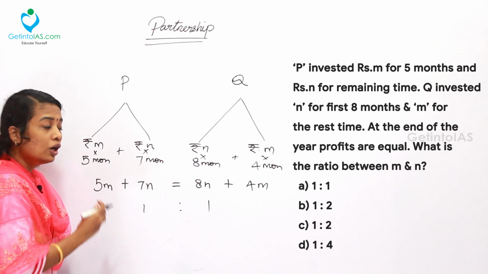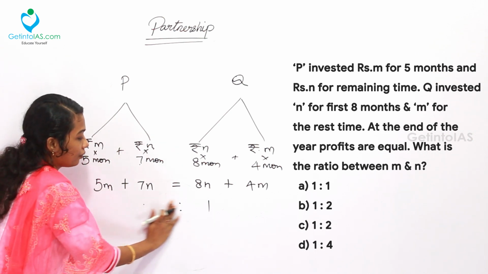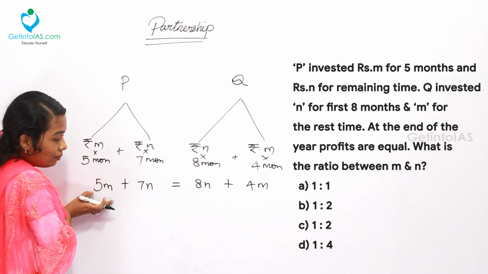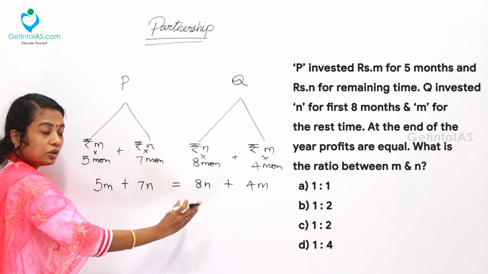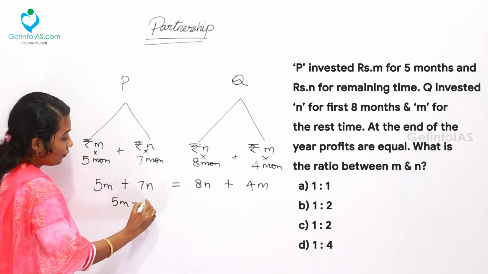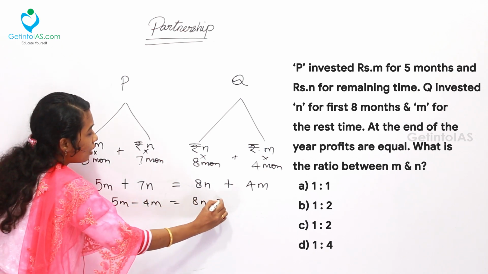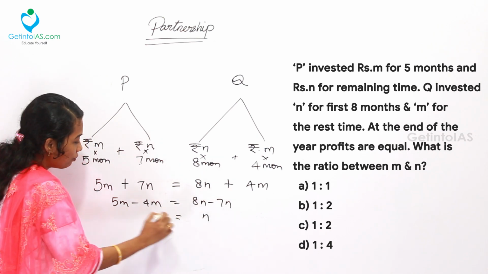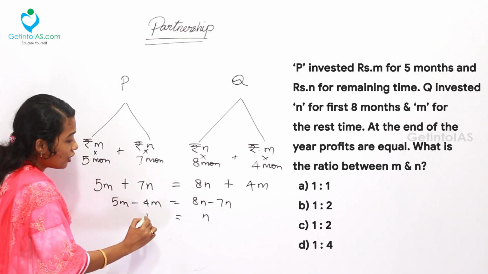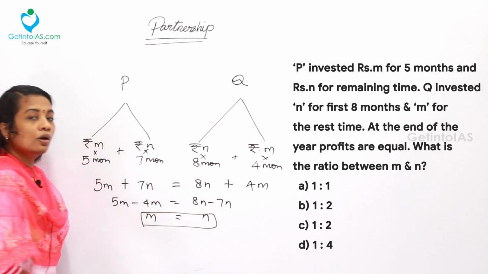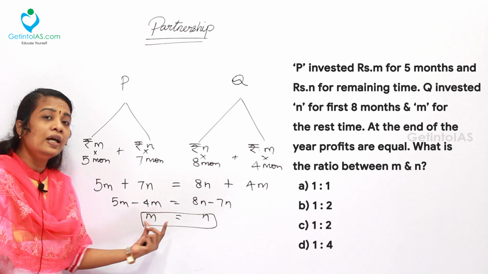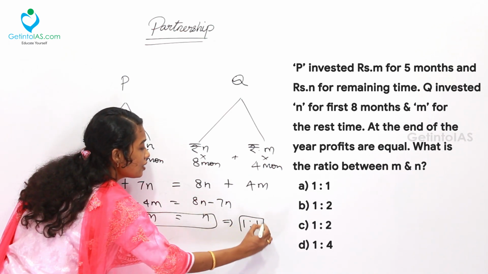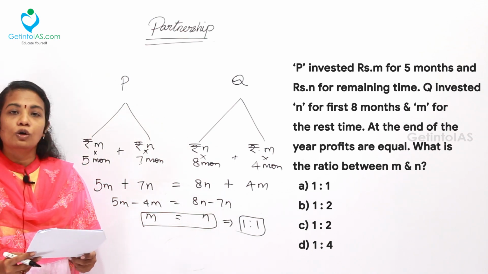Now it is very easy to get the values for M and N. So let me take that. Here you can bring every M to the left side and every N to the right side. So 5M minus 4M will be equal to 8N minus 7N. So 8N minus 7N, 1N can be taken as N. 5M minus 4M, 1M, which can be taken as M. M and N are equal. So equal means equal ratio. What is equal ratio? Equal ratio is always mentioned as 1:1, which is given in option A.